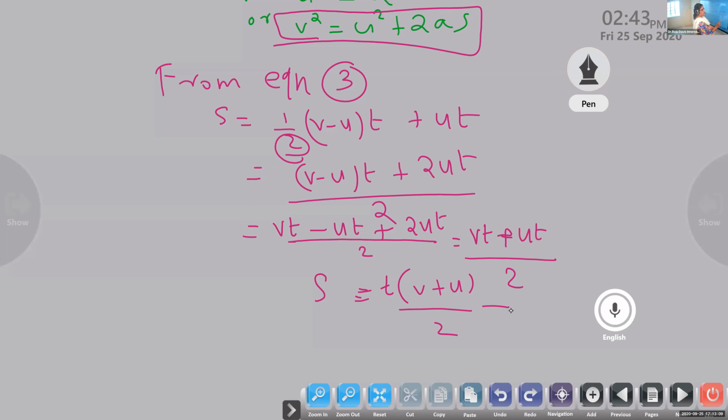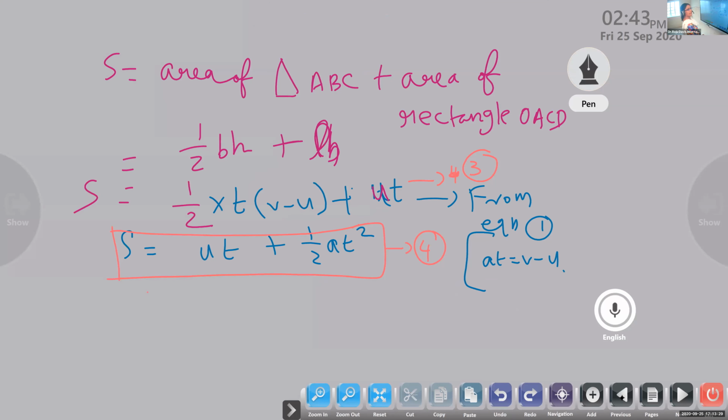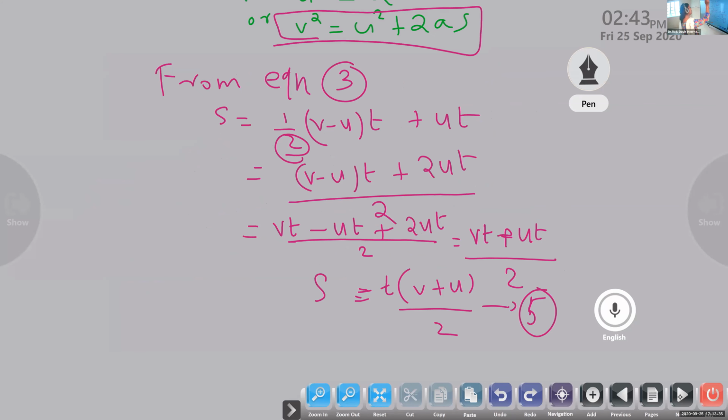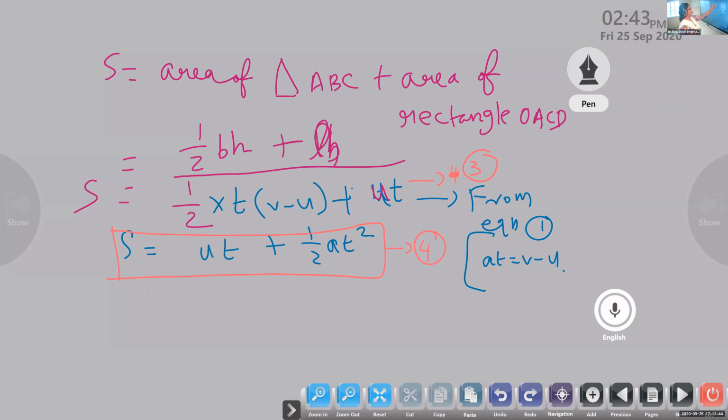Let us give this as equation 5. I think now it's clear. Some of you may have doubt how this step came. Ma'am, equation 4? Equation 4 was already given: s is equal to ut plus half at square. So this is equation 5, and it comes from equation 3. This is the equation we have taken, not this one. Don't forget.